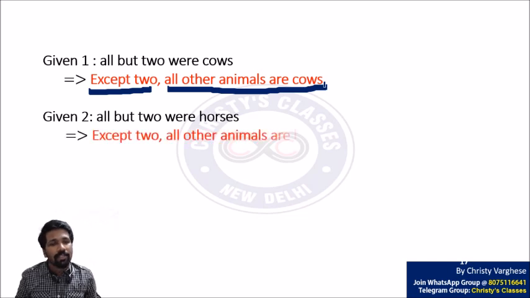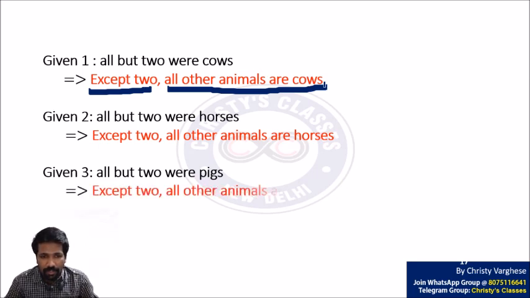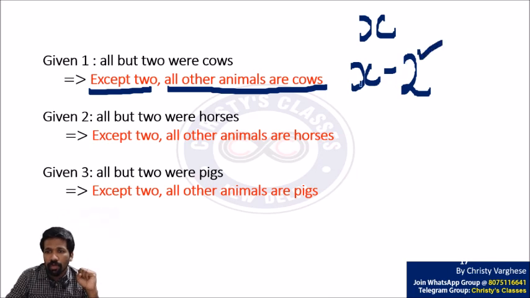All but 2 were horses means except 2 all other animals are horses. All but 2 were pigs means except 2 all other animals are pigs. Now I will explain. Mathematically, doing this is the easiest thing. Let us assume x is the total number of animals. All but 2 were cows means except 2 all other animals are cows, so x minus 2 cows are there. For example, if 100 animals are there and 2 of them are not cows, then 100 minus 2, 98 are cows.